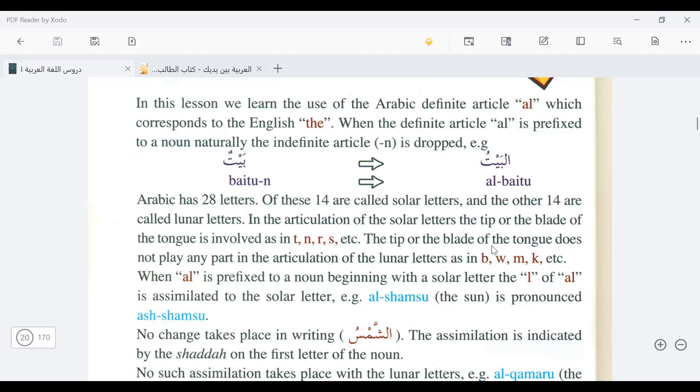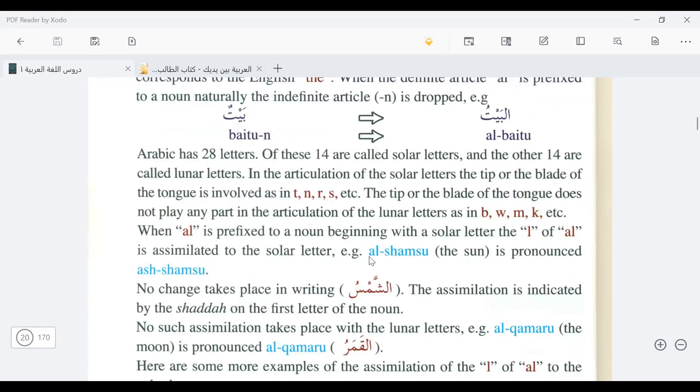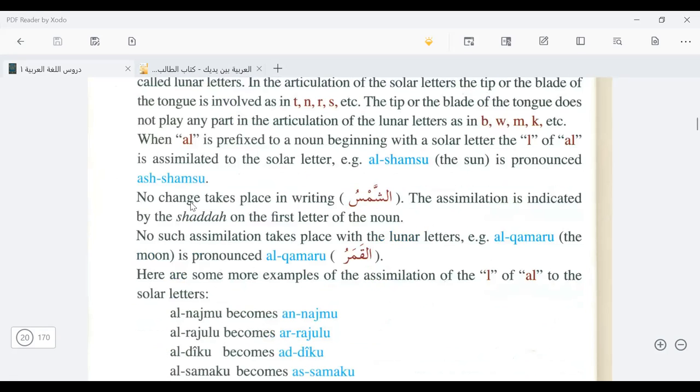The tip or the blade of the tongue does not play any part in the articulation of the lunar letters, as in ba, wa, mim, ka, etc. When al is prefixed to a noun beginning with a solar letter, the lam of al is assimilated to the solar letter. Example, al-shamsu, the sun, is pronounced ash-shamsu. No change takes place in writing ash-shamsu. The assimilation is indicated by the shadda on the first letter of the noun.